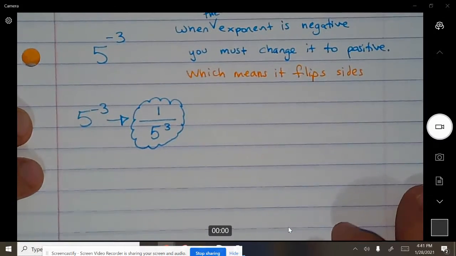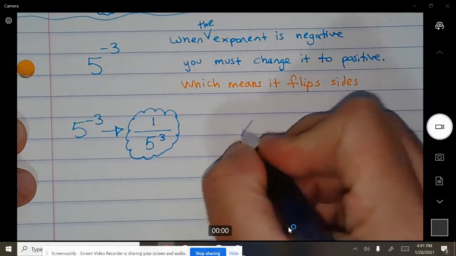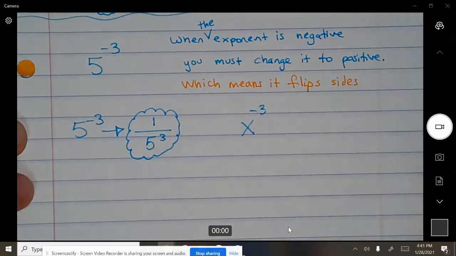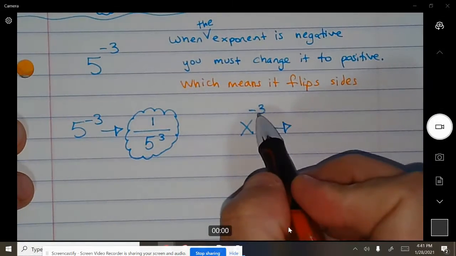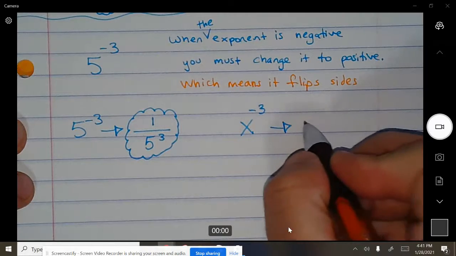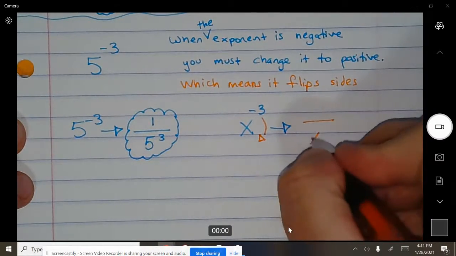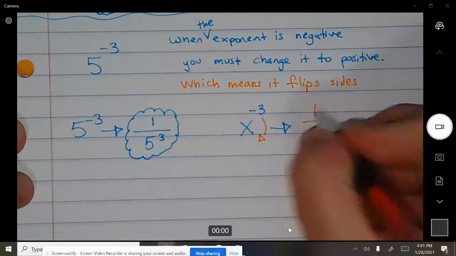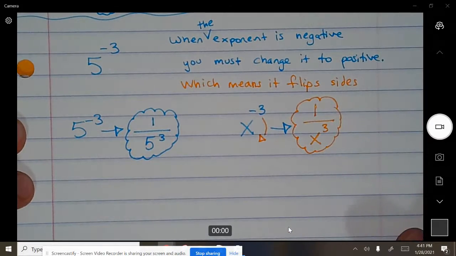Okay. All right. What about, let's say, x to the negative 3? What's that going to turn into? Well, we want to make it positive. But in order to make it positive, it flips. And you have to have a 1 on top. Okay. I know, it's kind of confusing. It has to flip sides.